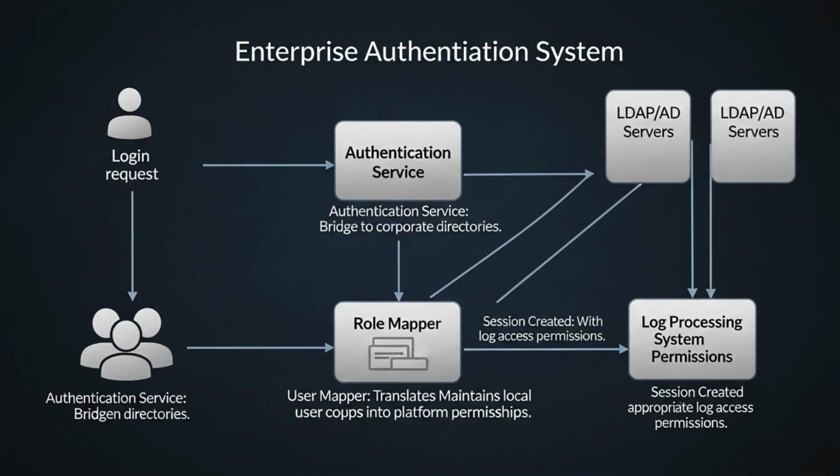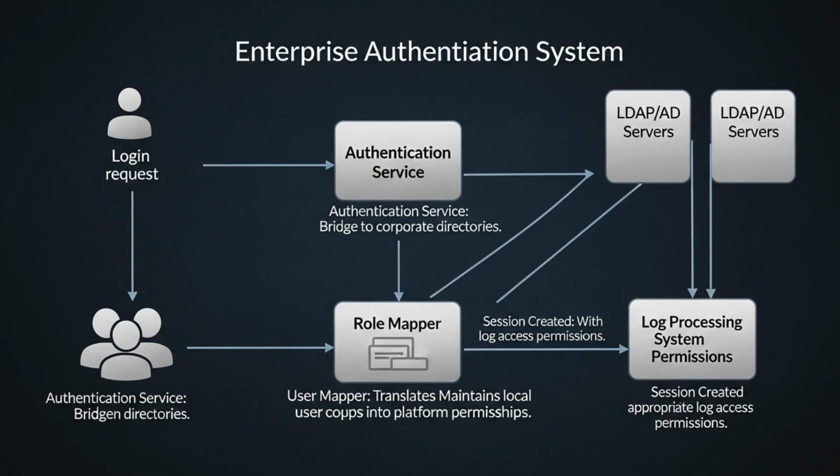Let's break down the core architecture. Your enterprise authentication service acts as a bridge between corporate directories like LDAP or Active Directory and your application, in this case, a log processing system. At its heart, the authentication service is responsible for querying LDAP or Active Directory servers when a user attempts to log in. Upon successful authentication, the user synchronizer comes into play. It maintains local copies of user details and group memberships, ensuring your application has the necessary user context without constantly hitting the directory. Then, the role mapper translates those corporate groups into specific permissions within your log platform.